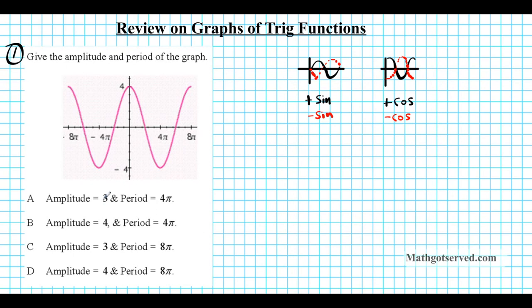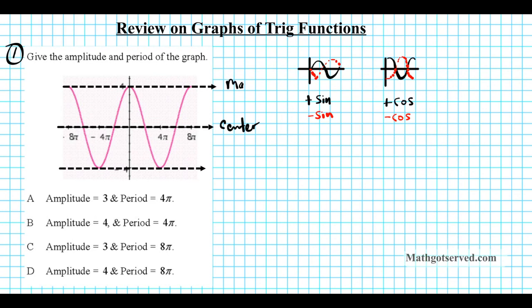Now it asks for the amplitude. The amplitude is a displacement from the center to the max or center to the min. So this is a central position, the midpoint from the maximum points to the minimum points. This is the central position. Center. And we have the maximum, which is where all the peaks stop at. This is the maximum displacement from the central position, and this is the minimum displacement. So we have our center, max, and min.